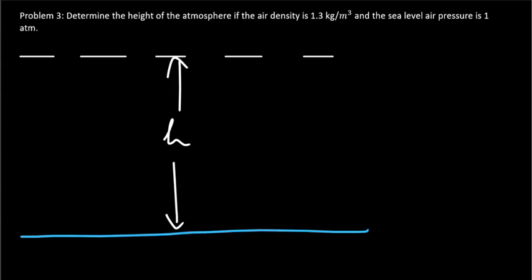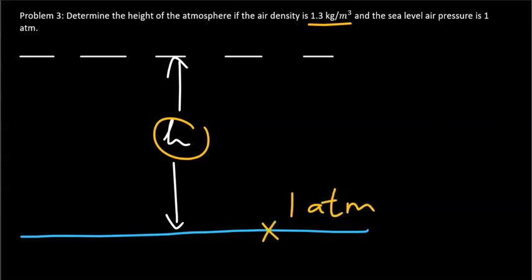Problem 3. Determine the height of the atmosphere if the air density is 1.3 kg per cubic meter and the sea level air pressure is 1 atm. So the pressure here is 1 atm. So the pressure 1 atm is created by this column of air with a vertical height of h.